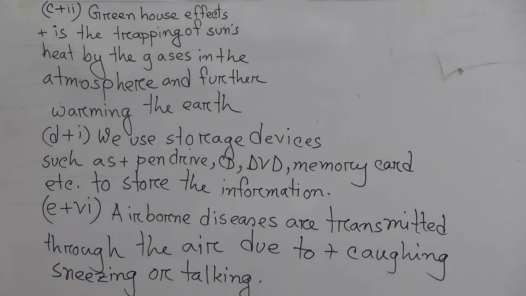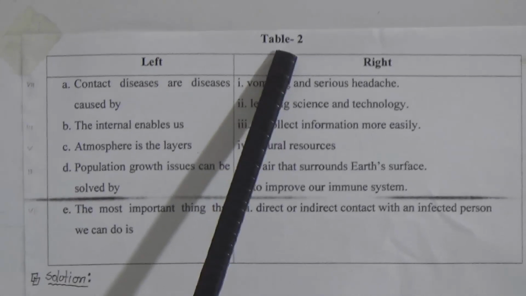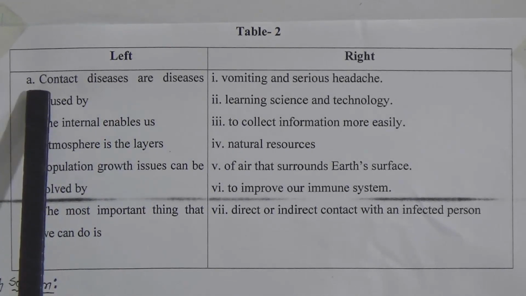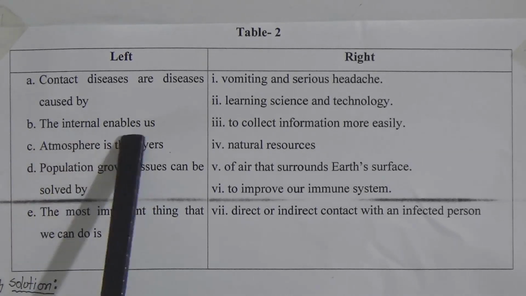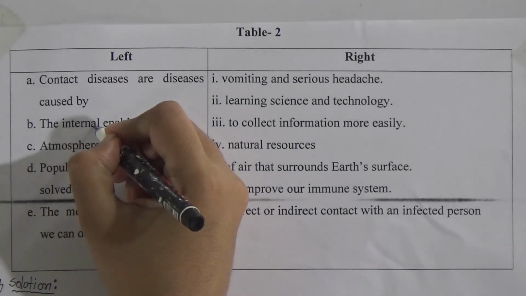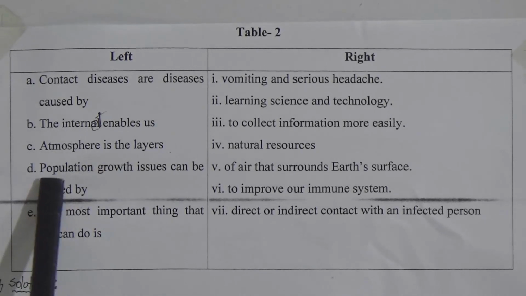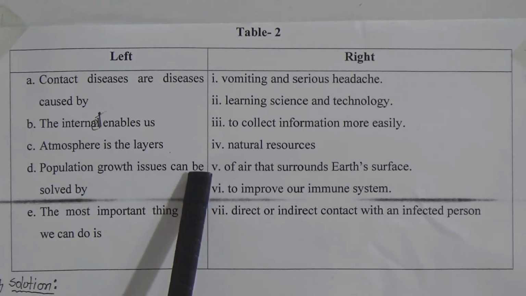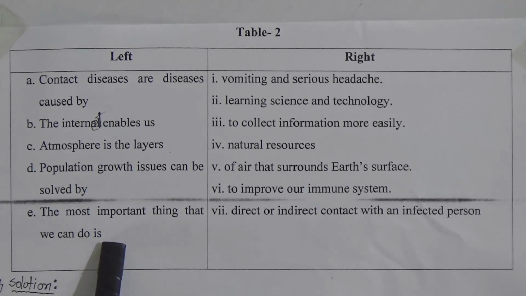Dear students, we have solved the first table of matching. Now we will solve the second one. Our second table is, on the left side: Contact diseases are diseases caused by, the internet enables us, atmosphere is the layers, population growth issues can be solved by, and the last one is the most important thing that we can do is.